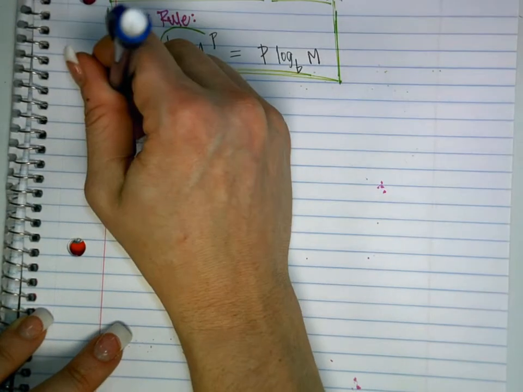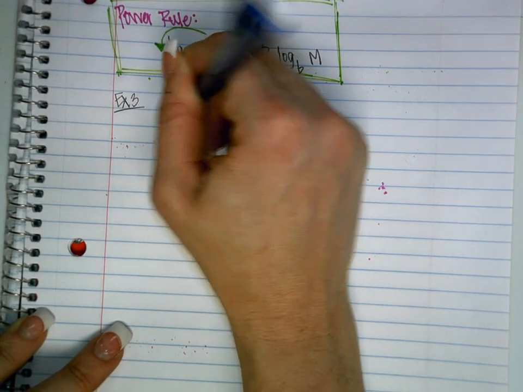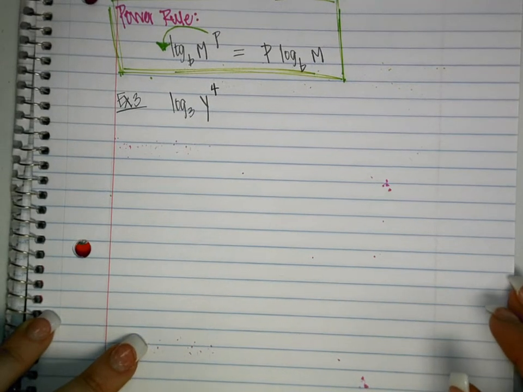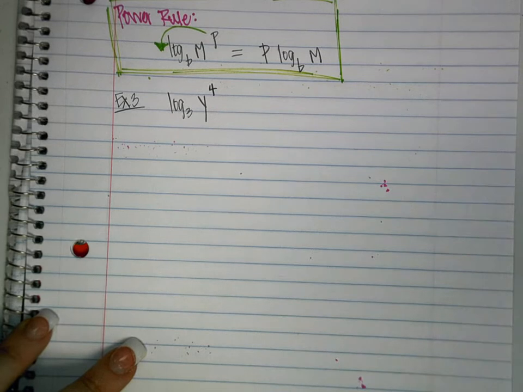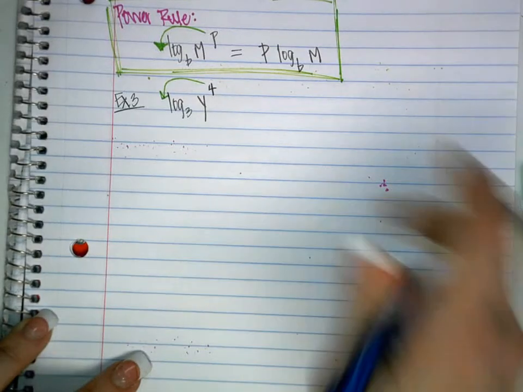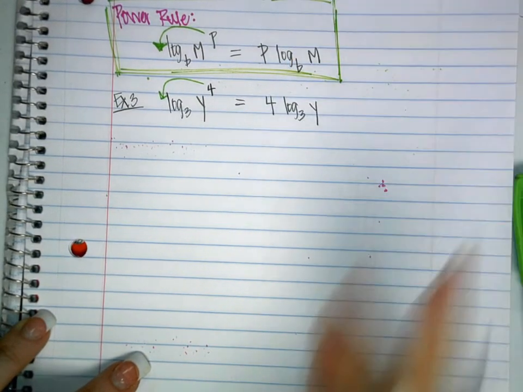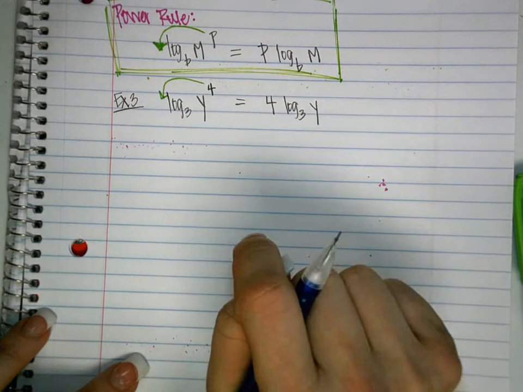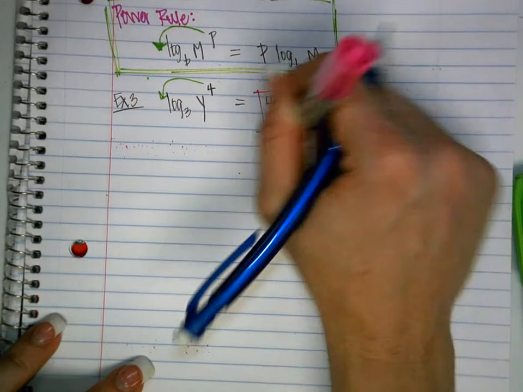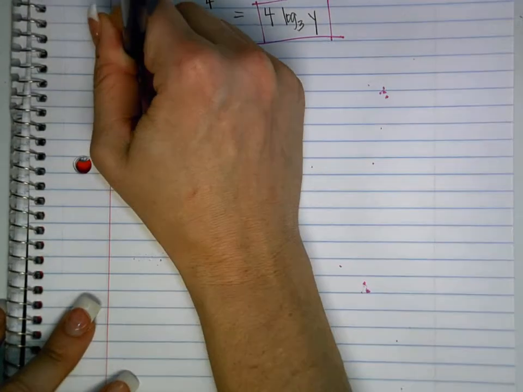So this is going to look something like, for number 3, if I gave you log base 3 of y to the 4th power. If I walk my power up front, walk my dog, it goes to the front, and this would become 4 log base 3 of y. Technically, that 4 is attached by multiplication. That is your answer.